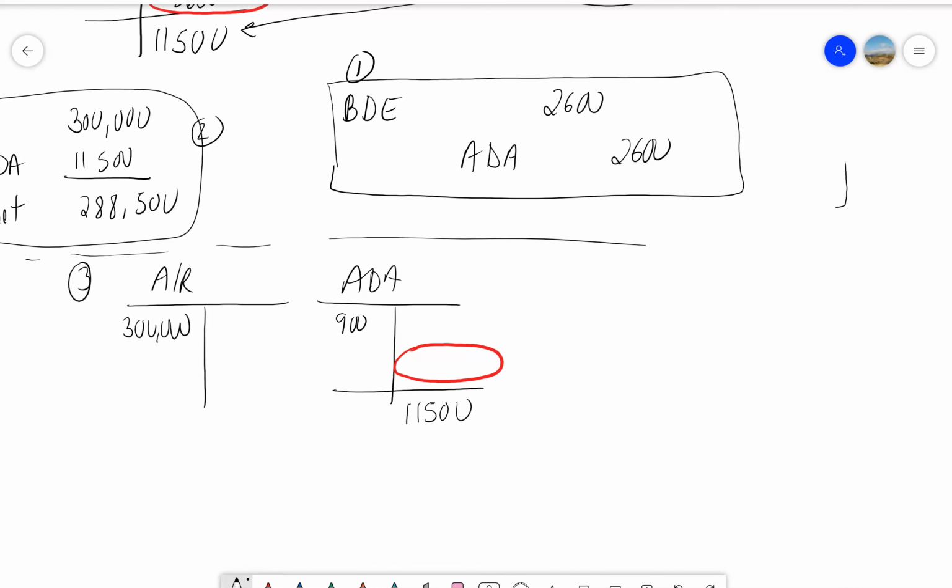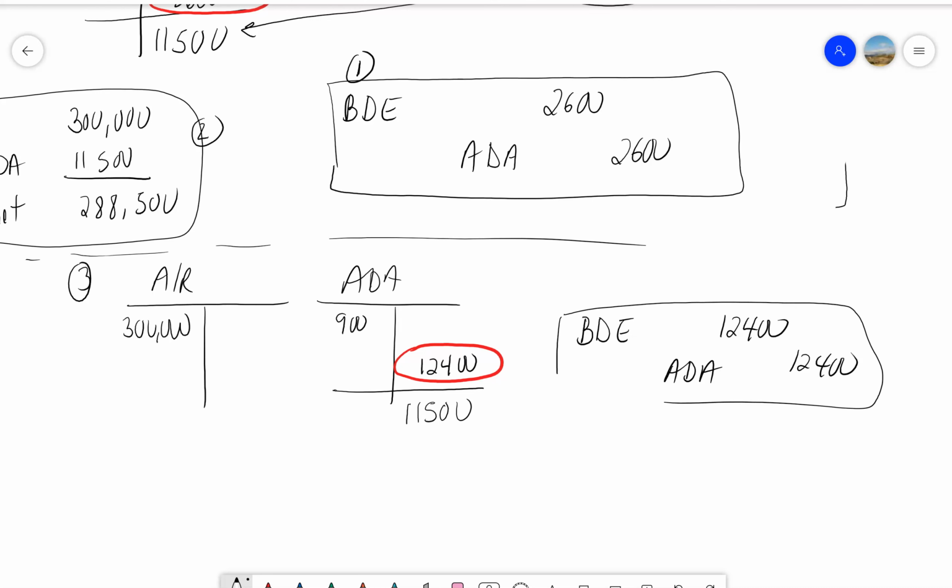So to get from a debit balance of $900 to a credit balance of $11,500, what is that missing amount going to be? Well, it's going to require an adjustment of $12,400. So our adjusting journal entry is going to be a debit to bad debts expense of $12,400 and a credit to our allowance for doubtful accounts of $12,400.